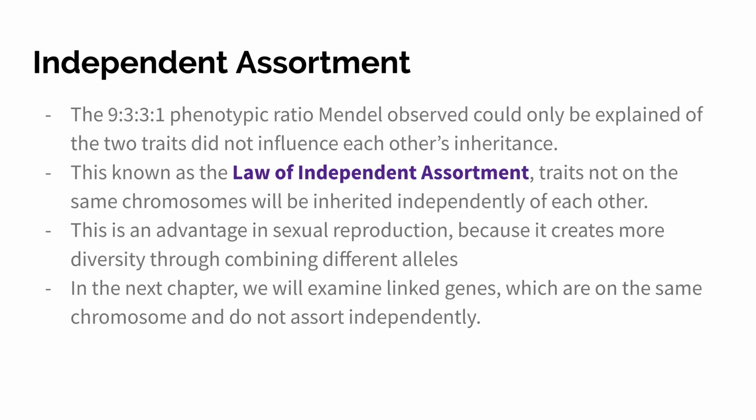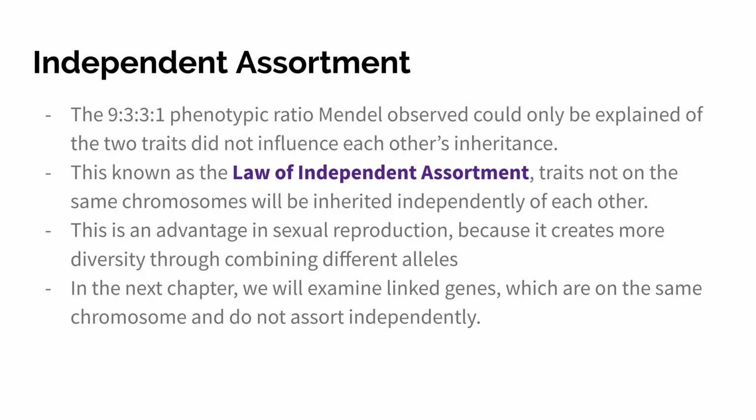So what that led Mendel to conclude is that the genes are not influencing each other's inheritance. The traits aren't linked together, and we call this the law of independent assortment. Traits not on the same chromosome, important proviso, not on the same chromosome, will inherit independently of each other.